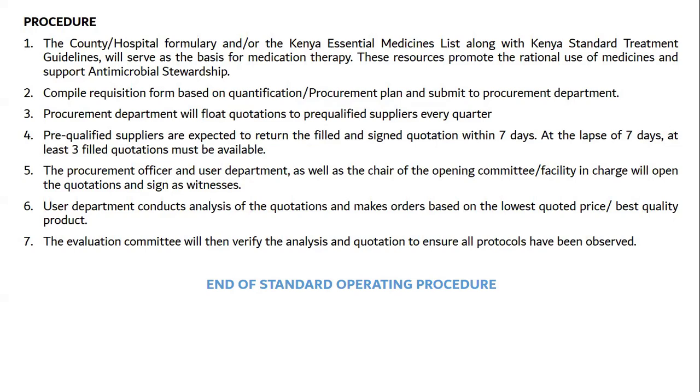So the procurement department in this case will float quotations to pre-qualified suppliers every quarter for those that are not available at KEMSA for county facilities. Pre-qualified suppliers will be expected to return the filled and signed quotation within 7 days. The procurement officer and user departments, whether it's pharmacy, lab, or whichever other department, as well as the chair of the opening committee, will open the quotation and sign as witnesses. Then the user department conducts analysis of the quotations and makes orders based on the lowest quoted price.